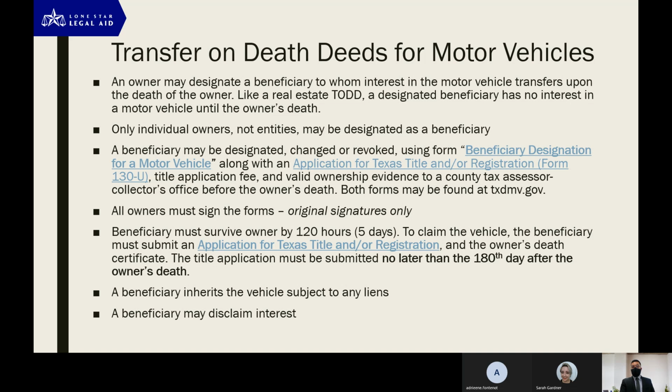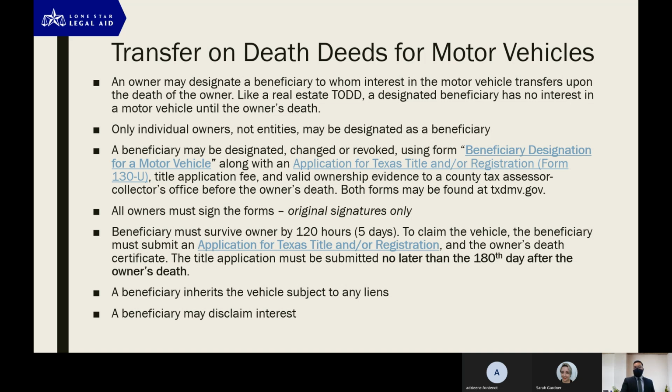Like a real estate TOD, a designated beneficiary doesn't have any interest in your car until you pass. Only individual owners, not entities. So remember, you can write a TOD and give your house to your church or a business that you love. You can't do that for a motor vehicle TOD. It can only be to a person.